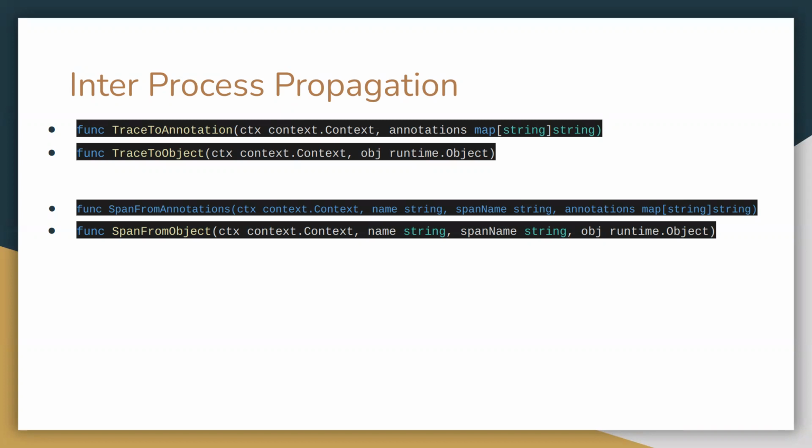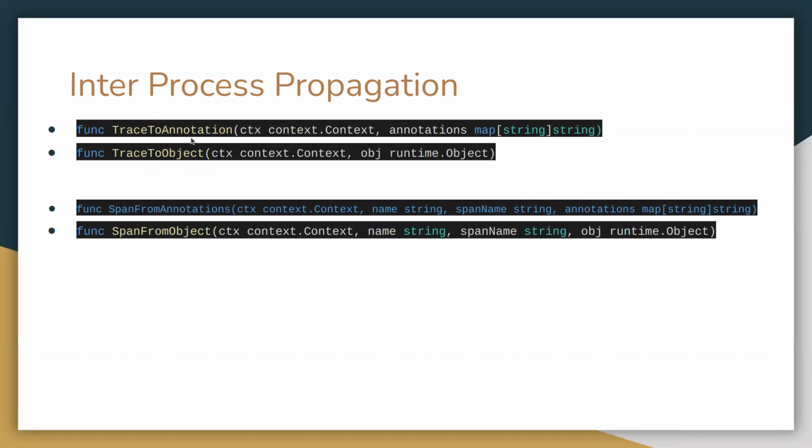Instead of an HTTP request, we have a Kubernetes object. So what we can do is add the trace as annotations in the Kubernetes object. We have these four functions that we can use, and these two are the main functions: trace to object and span from object. The trace to object function accepts two parameters, a context and a runtime object. It will extract the span from this context and add that trace span under the prefix name trace.ocm.io/traceparent in the annotations of the Kubernetes object that we are reconciling, editing, or updating.